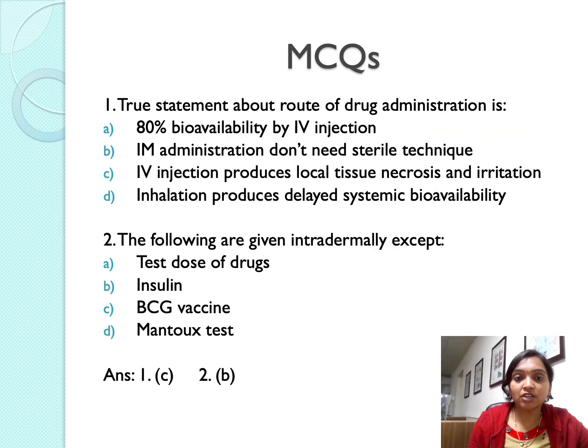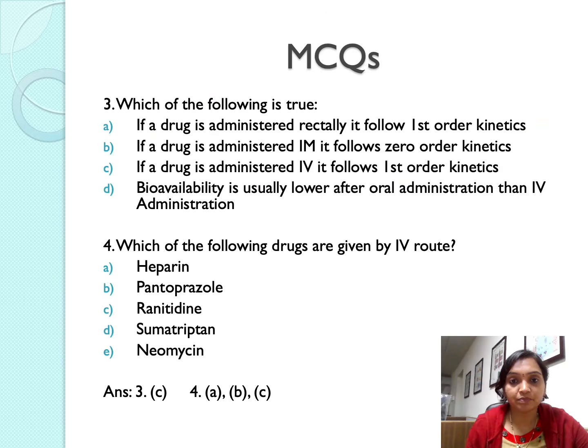The next question is, the following are given intradermal. All are given. Test dose is given. BCG is given. Mantoux. Insulin, it is subcutaneous route. And which of the following is true? This is about order of kinetics. Here the answer is C. IV will follow first order kinetics.